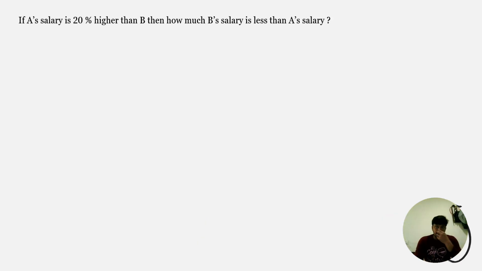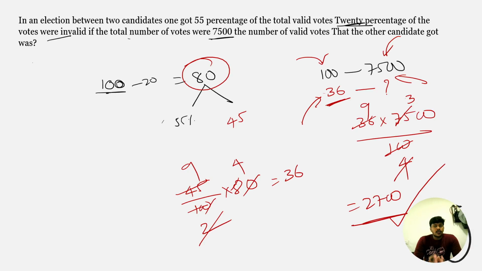Now we'll solve one more before winding it up. That is the same percentage change concept. All of these are different models.